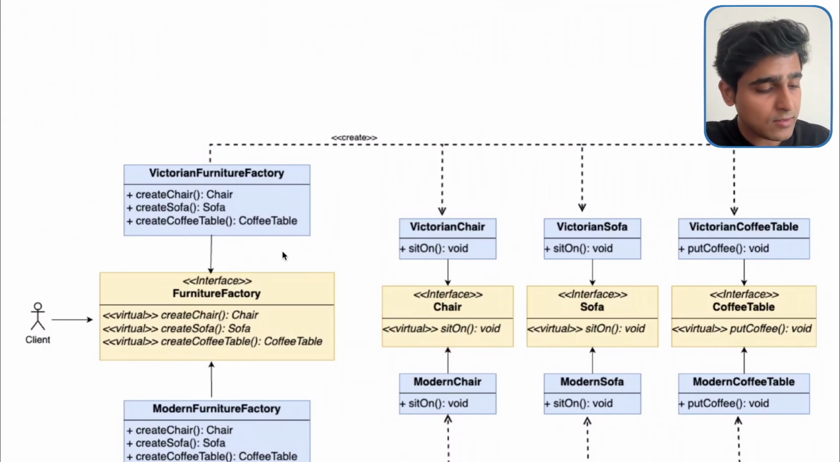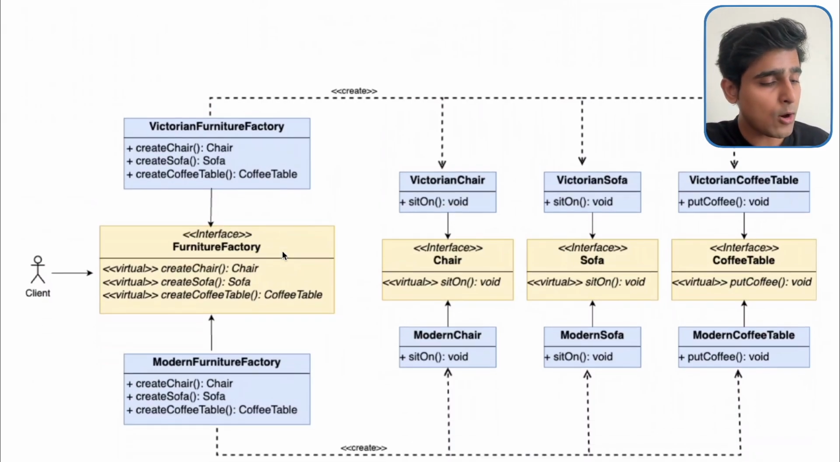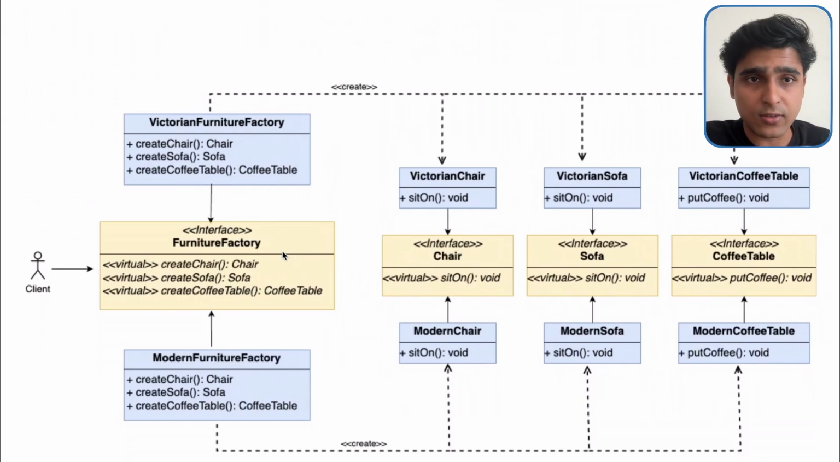Now this is the main class or main factory. It's also an interface. It's a furniture factory. So furniture factory can create chair, create sofa, and create coffee table. These are all functions which will be implemented by the concrete factories. Now we will need two factories, two concrete factories.